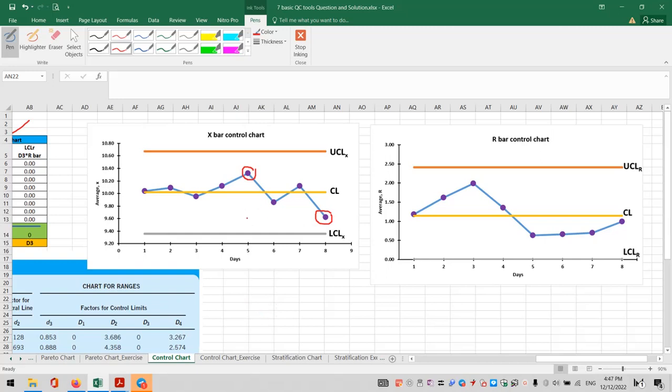So you can explain: this process is considered in control, it is controllable, because only 2 points are far from the central line. All the others are close. Okay, let's take a look at the R-bar control chart. There should be more than 7 points before we consider it out of control.